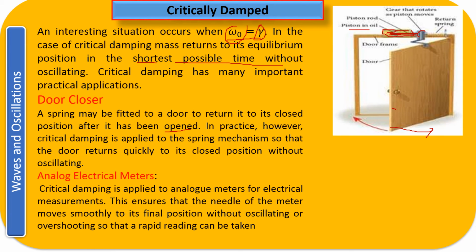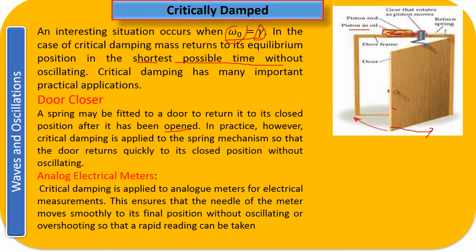Let us see another application, that is your analog electrical meter. So you are using the ammeter, voltmeter. I'm not talking about the digital, the analog one, in which you have the indicator which moves. In that indicator, if you don't have the damping, then the indicator will vibrate. So you will not be able to take the accurate reading.